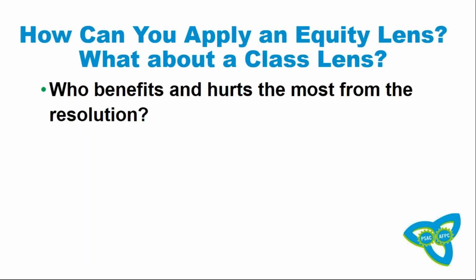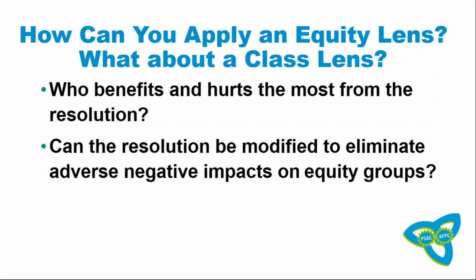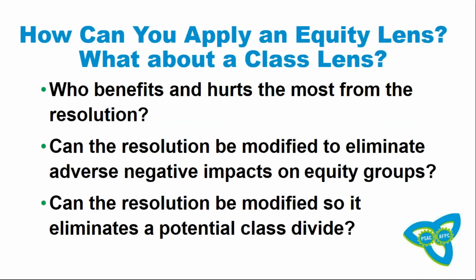So how can you apply an equity or class lens? These are the questions that you need to ask about your resolution. After you have the shiny, well-worded, concise resolution, you need to apply an equity lens and ask yourself who benefits and who hurts the most from the resolution. Can the resolution be modified to eliminate adverse negative impacts on equity groups? And can the resolution be modified so it eliminates a potential class divide?